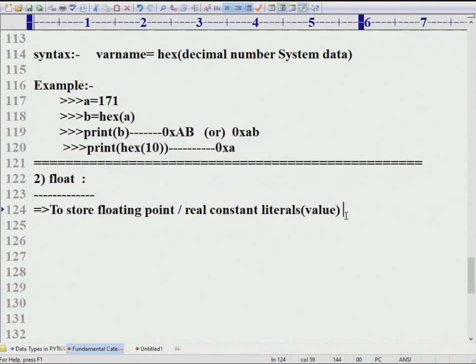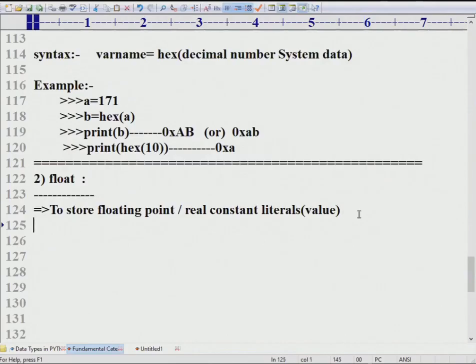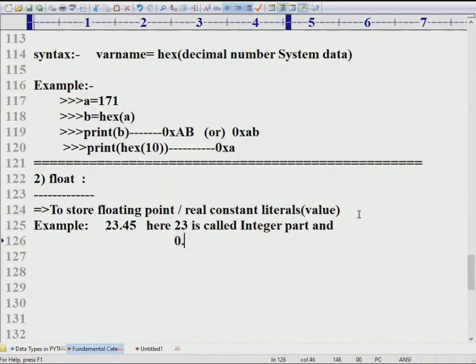This real constant or floating point value is available in two parts: one is an integer part, and the other is a decimal part. If I take a mathematical example, 23.45 is my number. Here, 23 is called the integer part, and 0.45 is called the floating part, the decimal part. Are you getting my point?